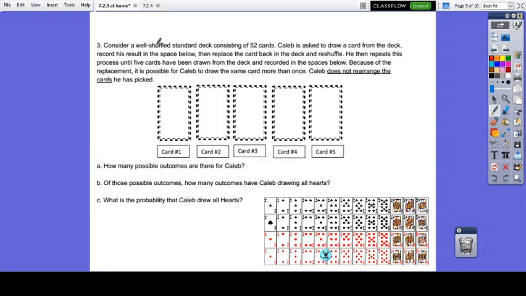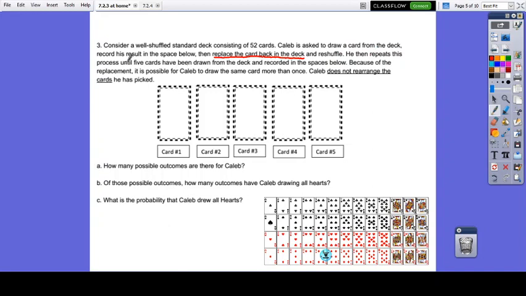So what this statement gives us is a randomness to this. Okay, Caleb is asked to draw a card from the deck, record his result in the space below, then replace the card back in the deck and reshuffle. Okay, so there's some important information here. He's going to draw one card, record the result, and then replace that card back into the deck and reshuffle. Okay, the reshuffling gives the randomness again.